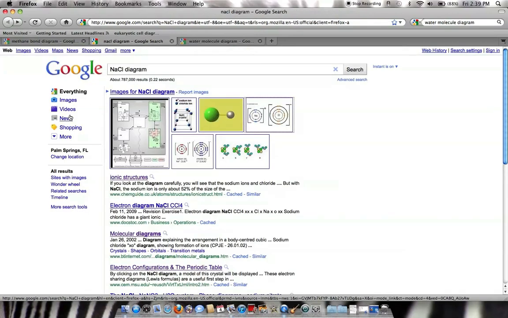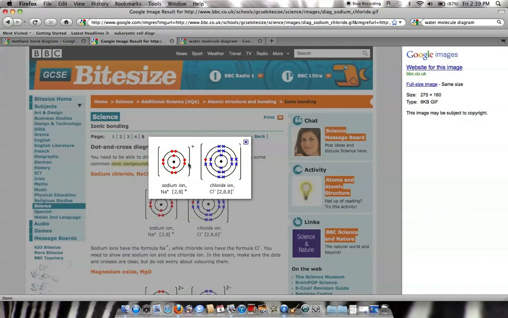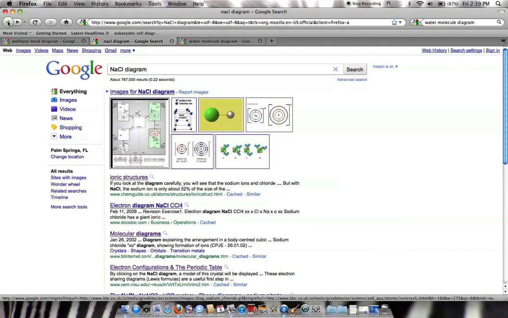There are other diagrams to show you this type of bond. So you can move through and look through some different websites, and if you have any trouble understanding that, you can read more about that.